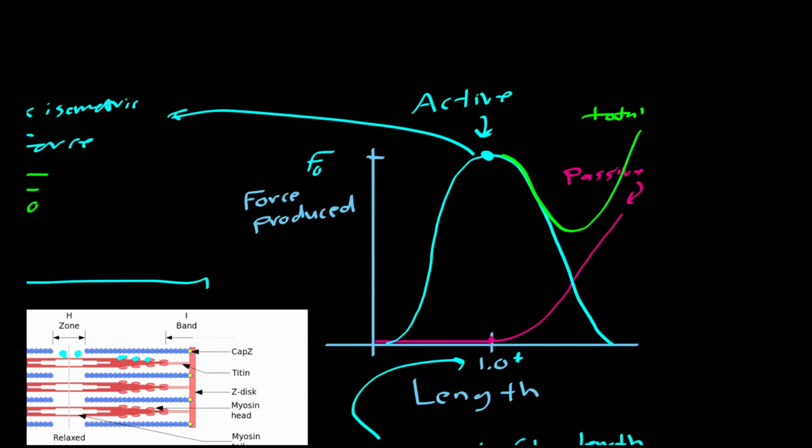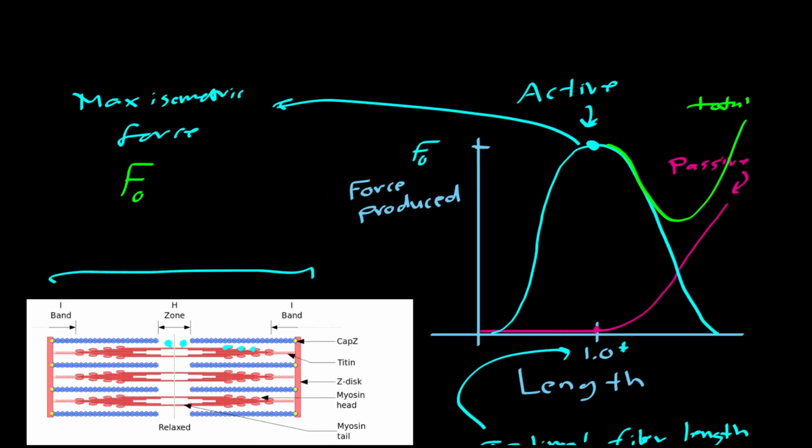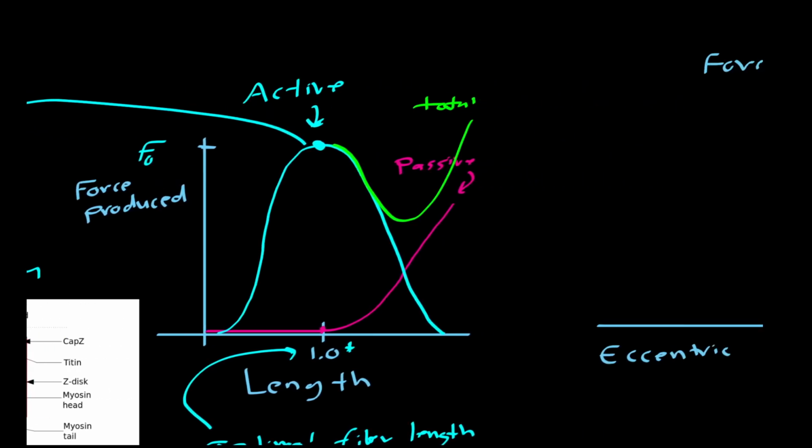When we were talking about the force length properties of muscle, we assumed we were making all these measurements with the muscle not moving. So we would stretch it out, hold it still, then take a measurement, which is why we called this peak right here the maximum isometric force, meaning the muscle isn't moving. But what if the muscle is moving? What if the muscle is either eccentrically or concentrically contracting?